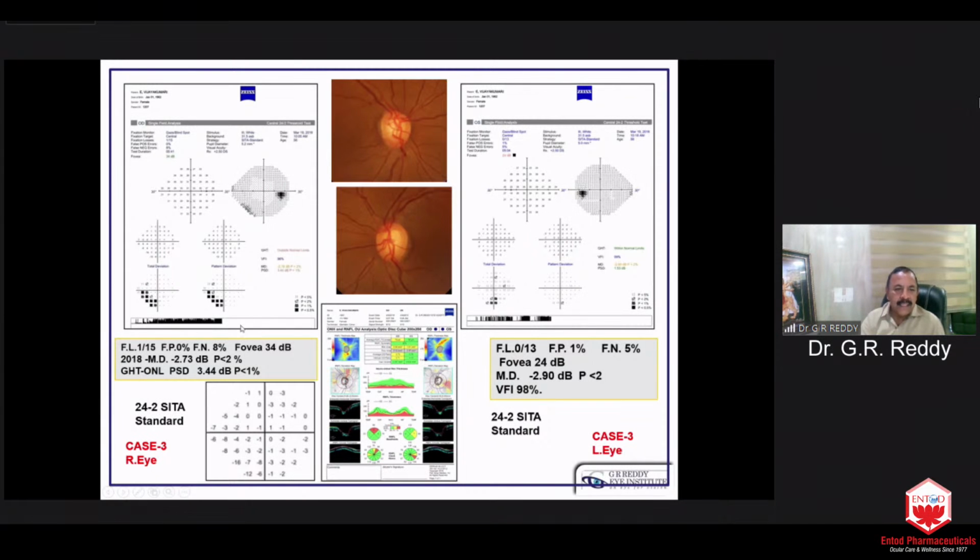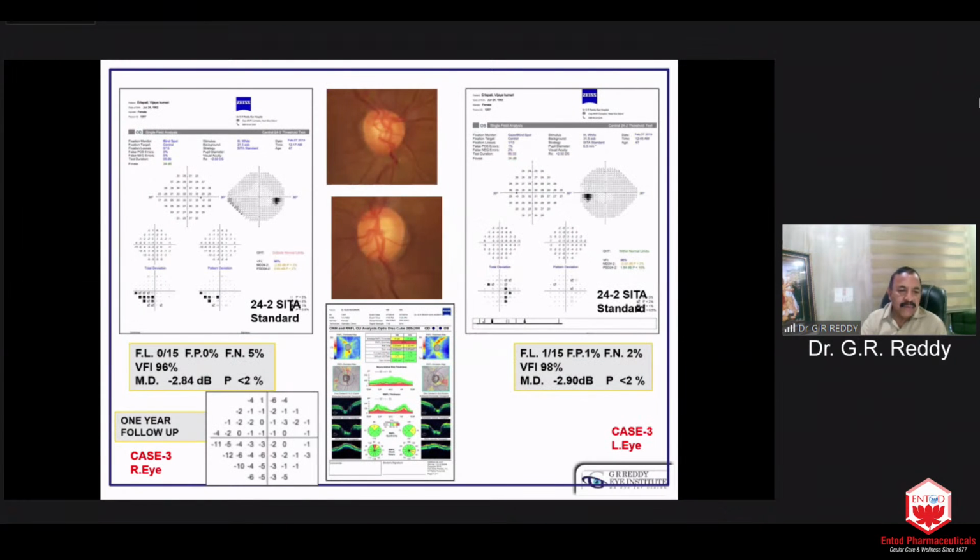and labeled as glaucoma, and started the treatment. And after we repeated the test, it is reproducible. Always a field defect should be reproducible. As Tanuj Dada already told, you must have a minimum of 2-3 fields whenever you try to diagnose glaucoma. And after 1 year, it is a reproducible field, and OCT is also showing corresponding thinning of the nerve fiber layer.